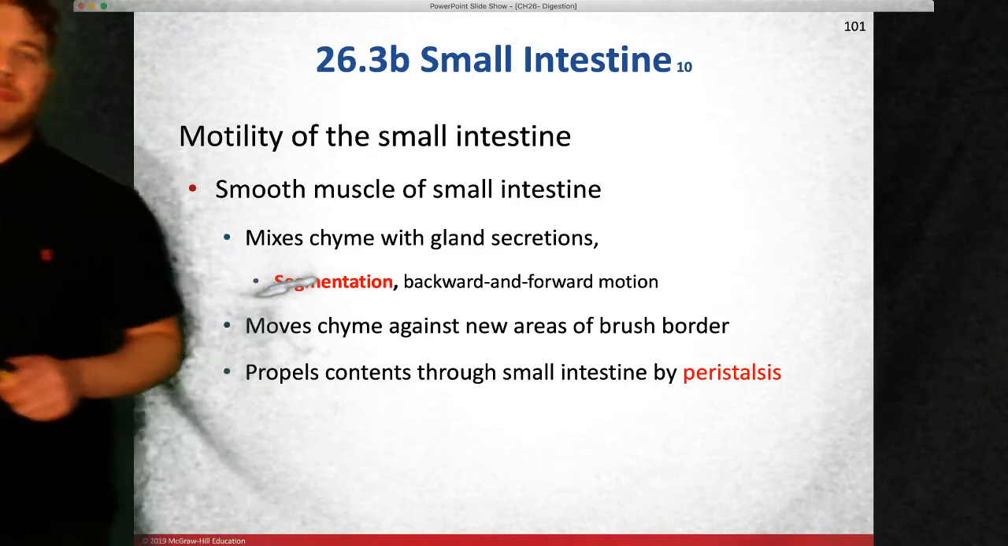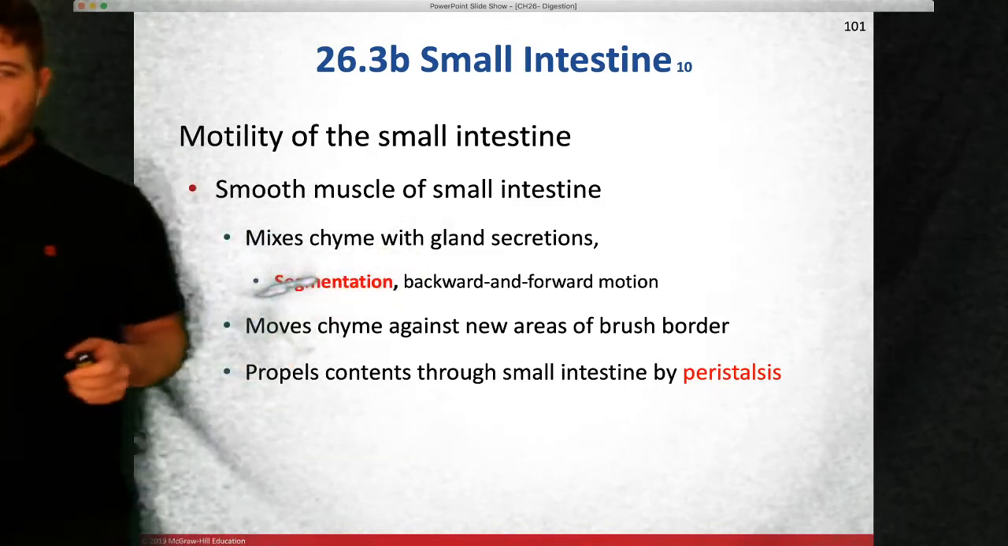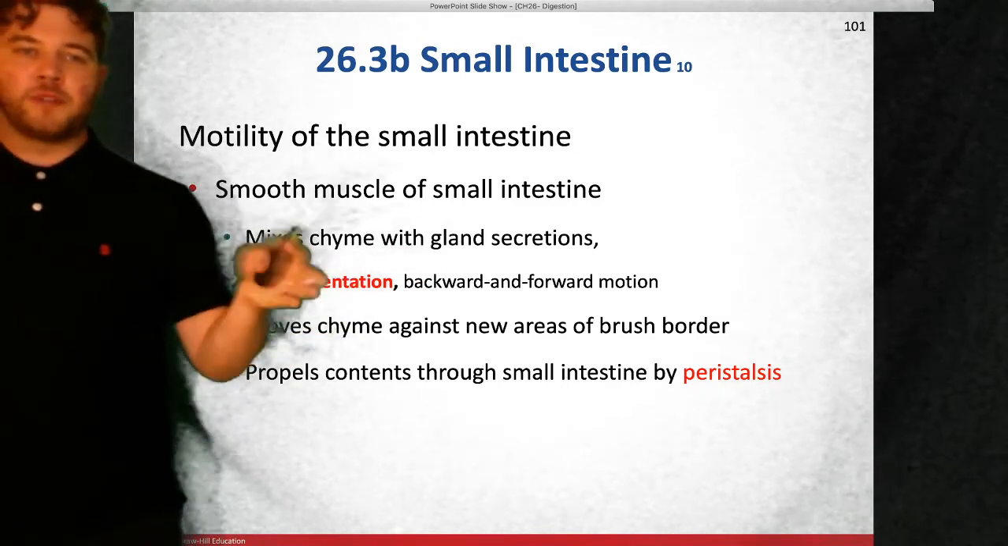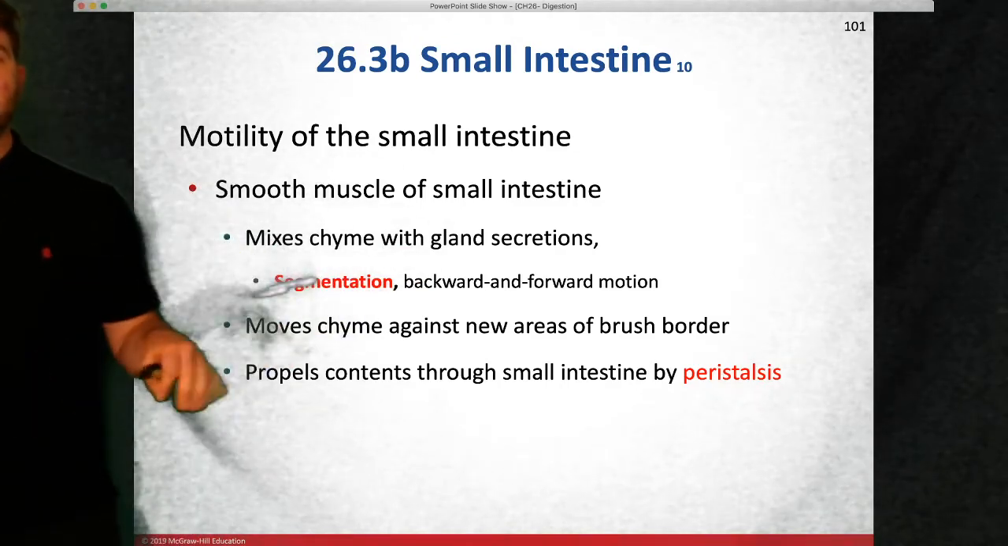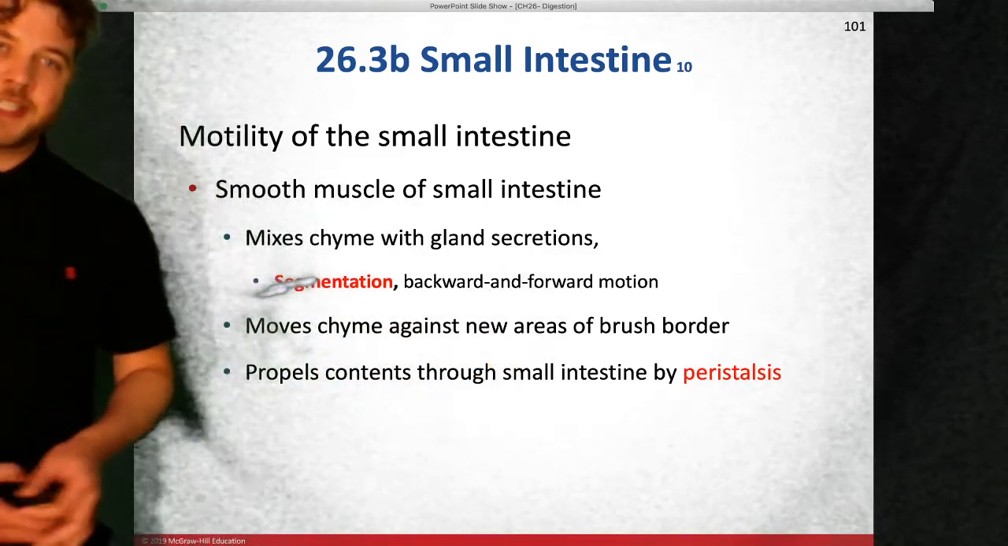The smooth muscle of the small intestine mixes chyme with the gland secretions. It does that with segmentation, that backward and forward motion, moving chyme against new areas of the brush border, and propels contents through the small intestine by peristalsis.